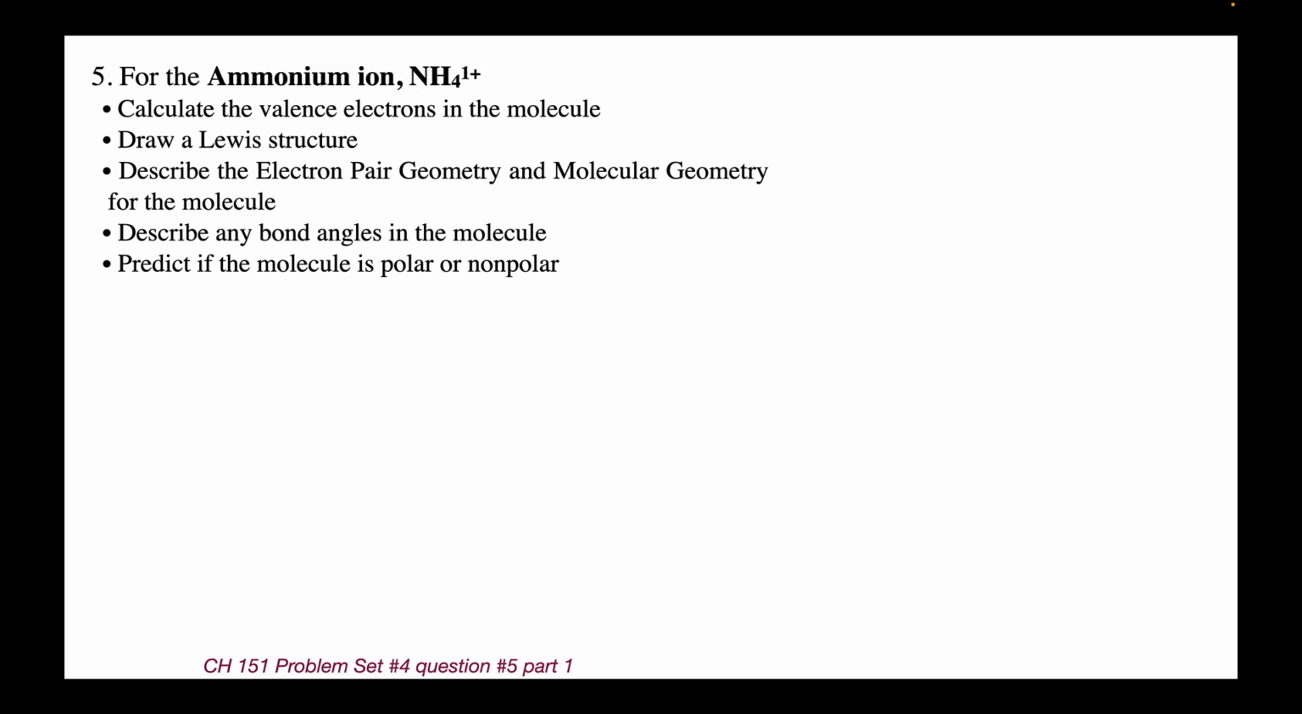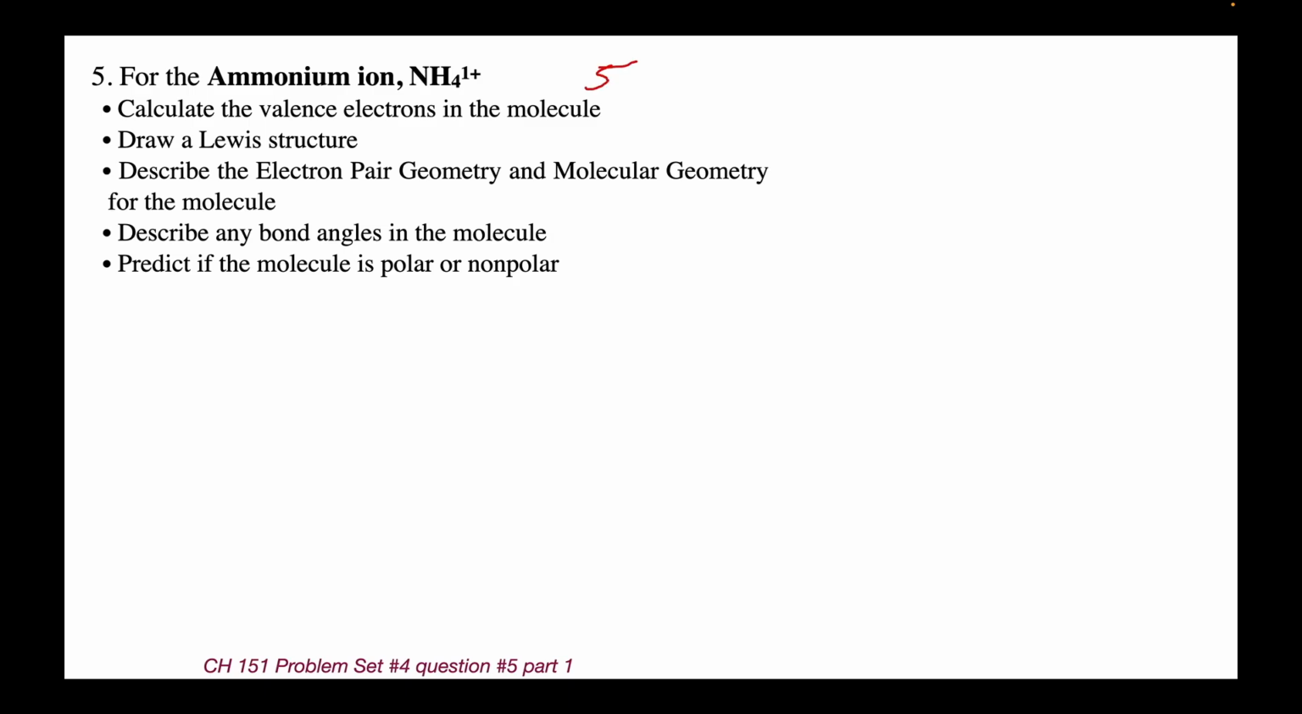In this example, we're going to look at an ion. Now, an ion is just a chemical system that's either missing an electron or has extra electrons. In this particular case, we're looking at a cation. It's the ammonium cation. It's a positive ion. A cation is a positive ion. But to do all of these things, same process. So let's count valence electrons.